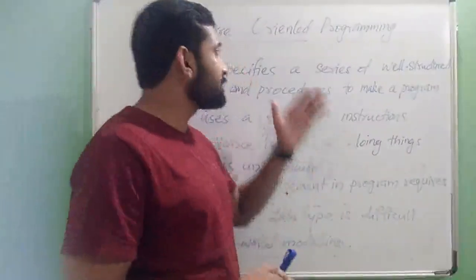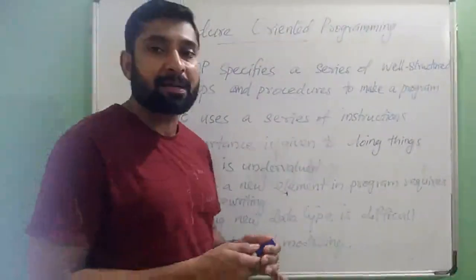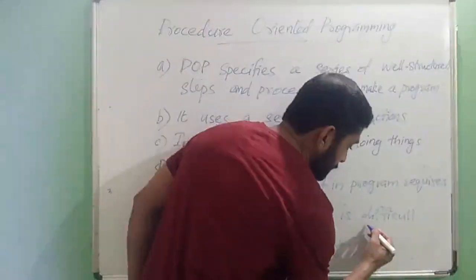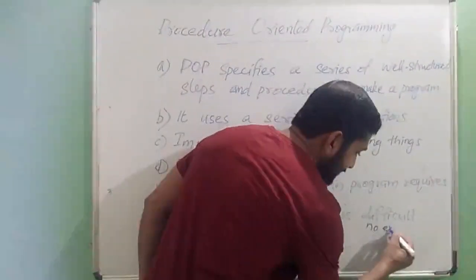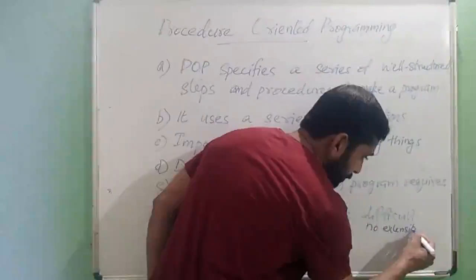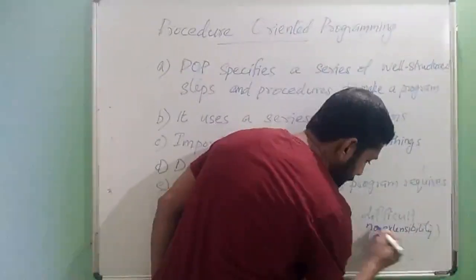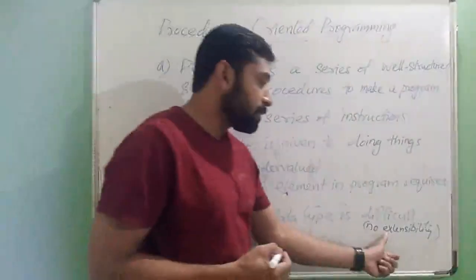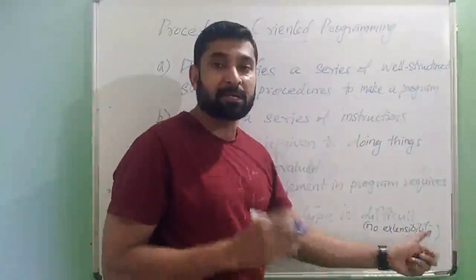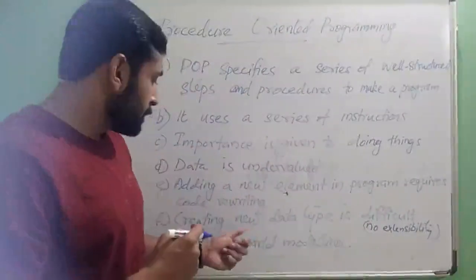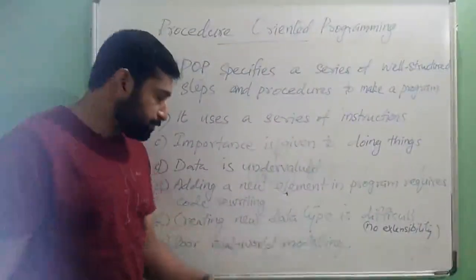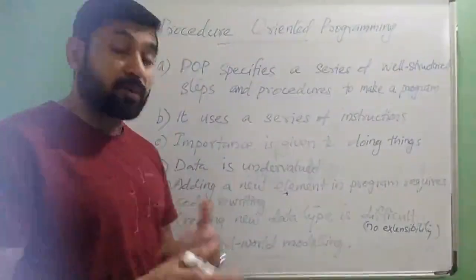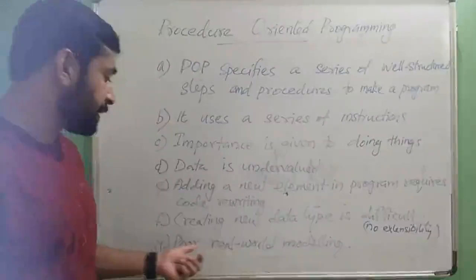So a programming language that follows procedure-oriented programming lacks extensibility. No extensibility. So POP has no extensibility, which means we cannot create new data types, or we can create them but it is difficult. A lot of coding is required for creating such data types.